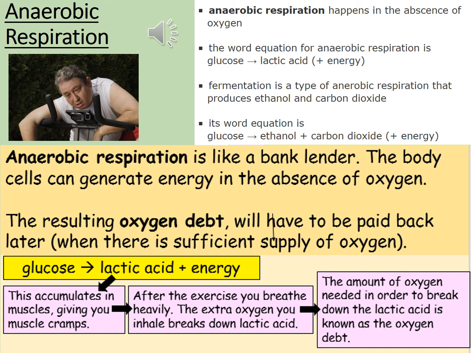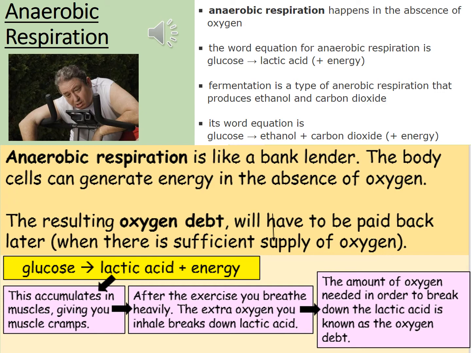So anaerobic respiration, this happens in the absence of oxygen. So the word equation still has the glucose, but this time you make lactic acid and the energy that you need. Fermentation is a type of anaerobic respiration. This is slightly different because it produces ethanol and carbon dioxide and that energy, both of which though take place with no oxygen.